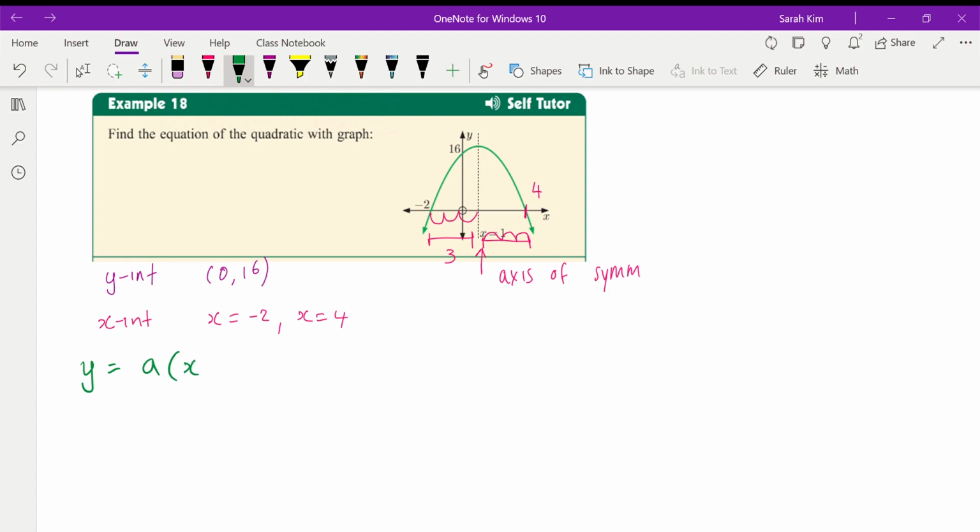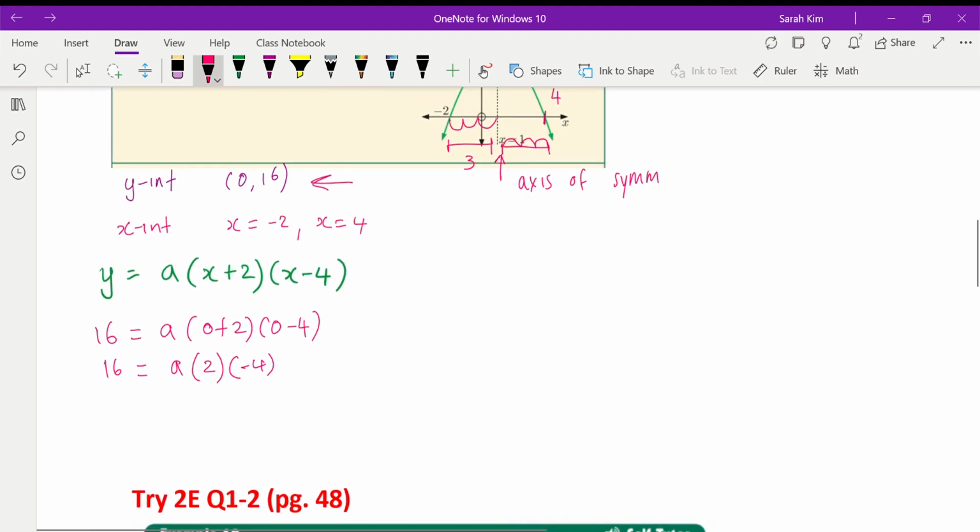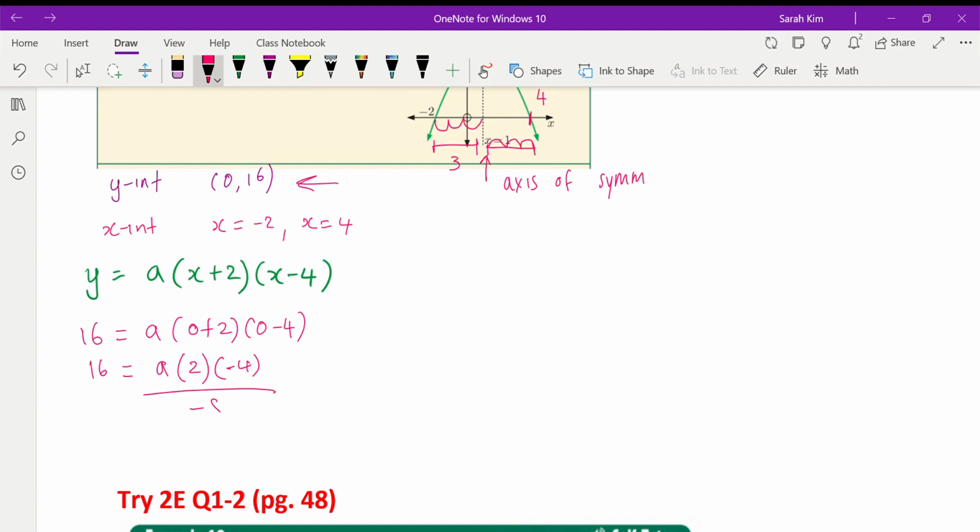So I can now write my factors. So -2 turns into a +2, and then +4 turns into a -4. And all I have to do is satisfy this coordinate. So I just substitute that in. So if this is too fast, obviously pause it as much as you need to and write it down. So I got 0 plus 2, which is 2, 0 take 4, which is -4. 2 times -4 is -8, so I just got to get rid of -8 from both sides. So 16 divided by -8 is -2 equals a.